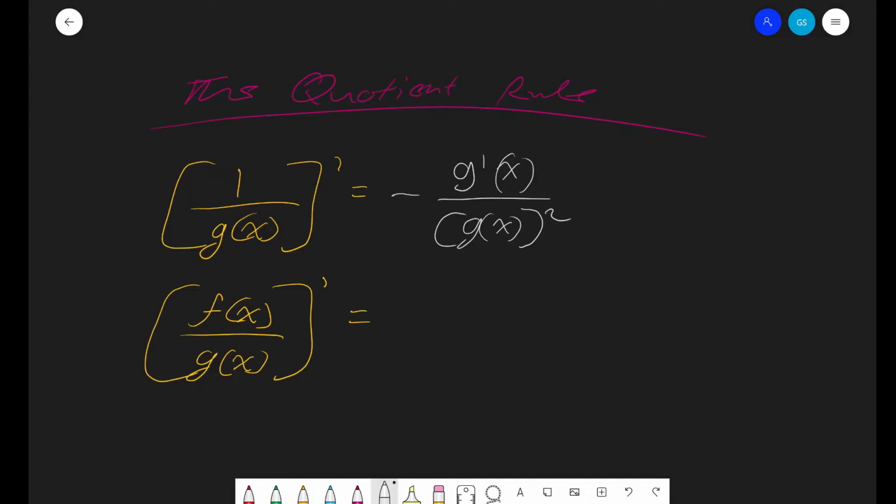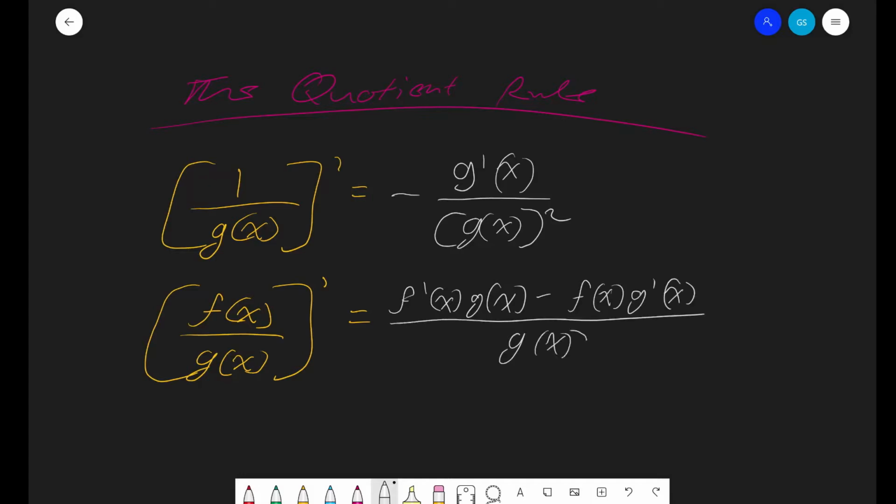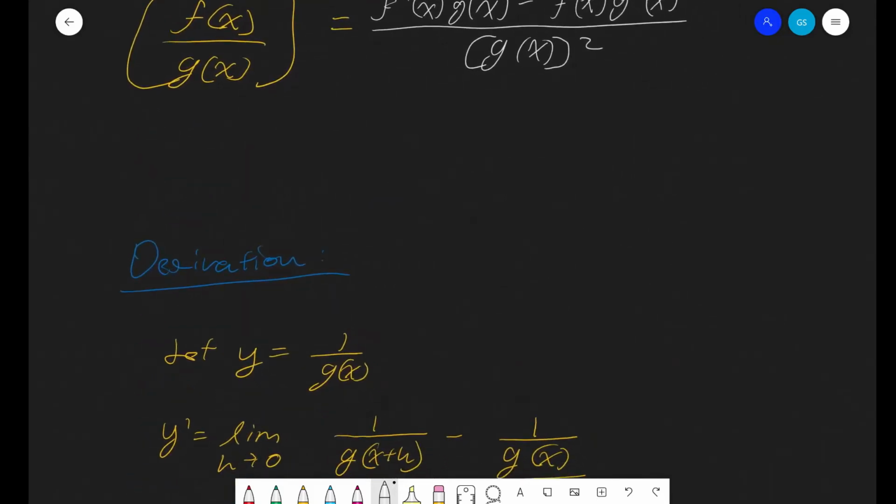And this one would be f prime of x multiplied by g of x minus f of x multiplied by g prime of x, all over g of x squared. The numerator in this one looks sort of similar to the product rule, except we have a minus sign instead of a plus sign. And obviously there's a denominator, g of x squared. There's a derivation of this as well. It's not some made up thing.